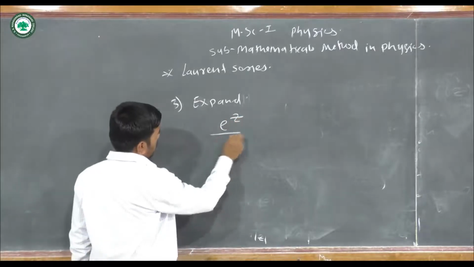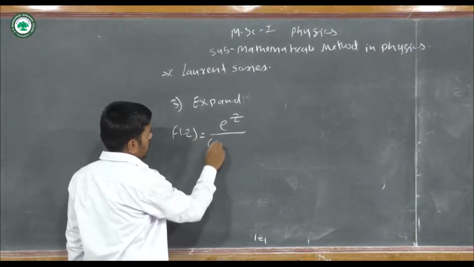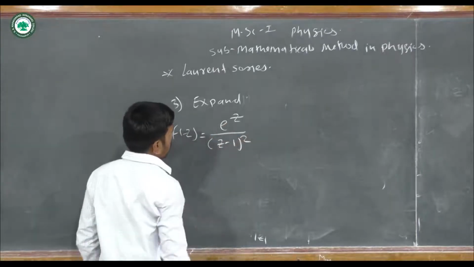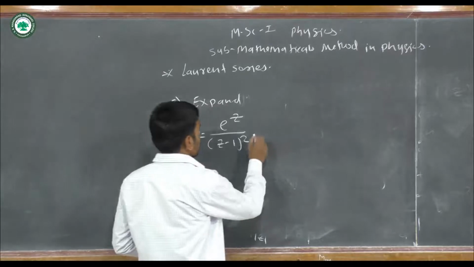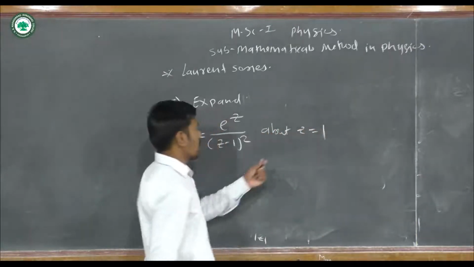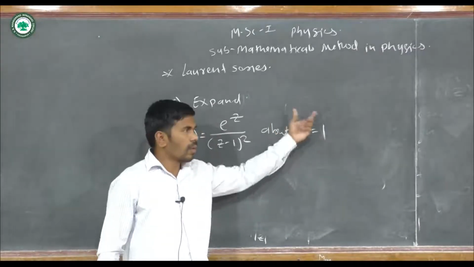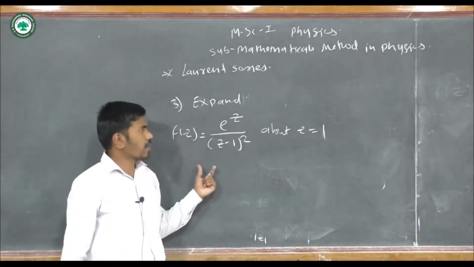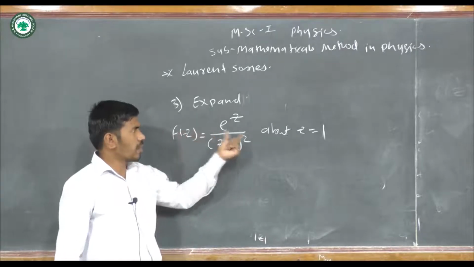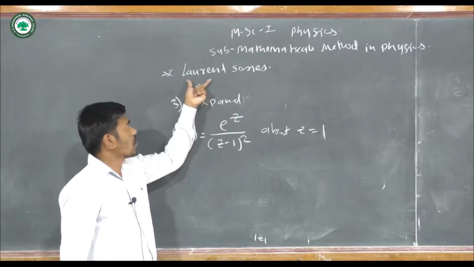Expand f(z) = e^z / (z − 1)² about z = 1. This point is given, z = 1, and we need to expand about it. This f(z) is not analytic at this point, so we can use the Laurent series.